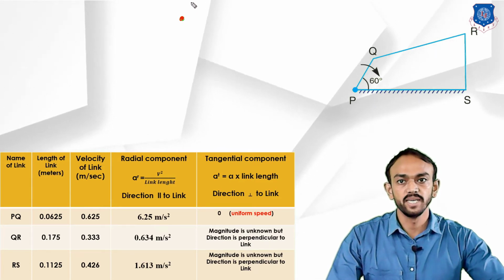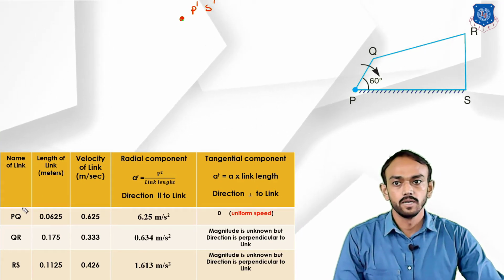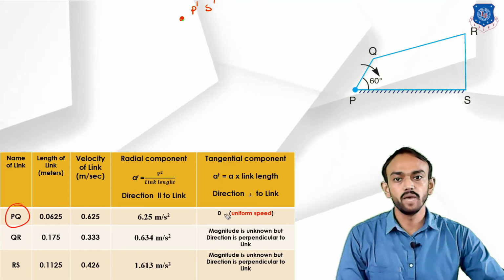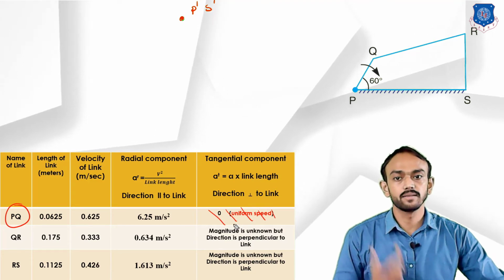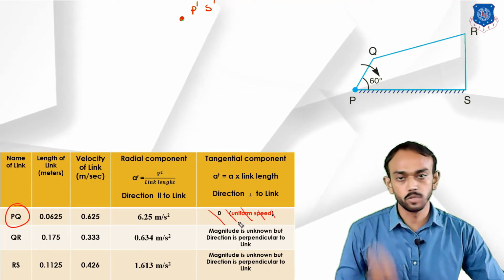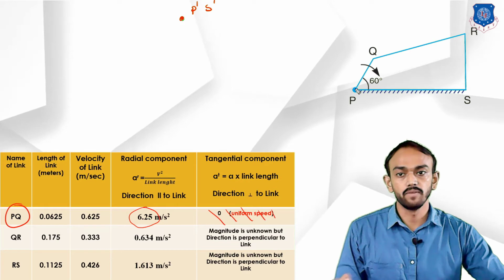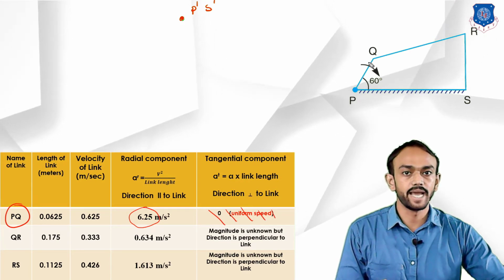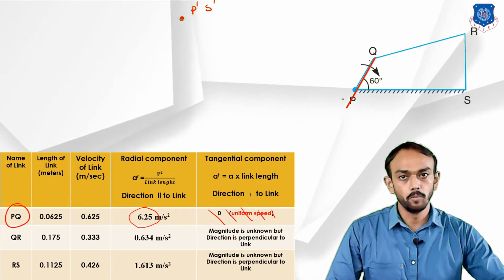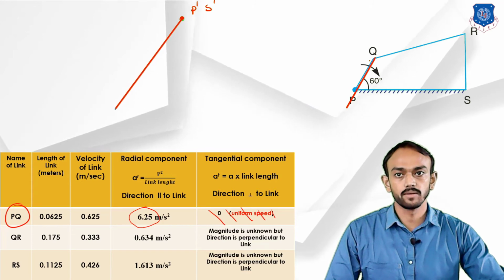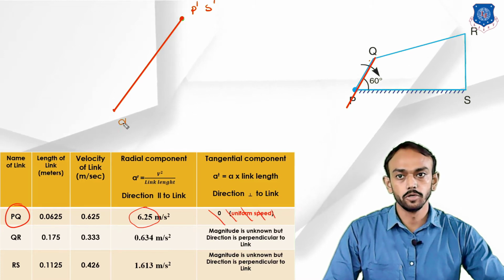You can see P and S. So we will take P dash and S dash. Now you know that this crank PQ has no tangential component, so only the radial component gives us the final acceleration of Q with respect to P. So we will take the radial component of 0.625. It will become 62 mm in the direction of the link from Q to P side. So we will draw this first radial component and it will give us here Q dash.